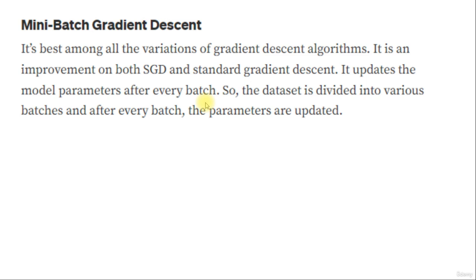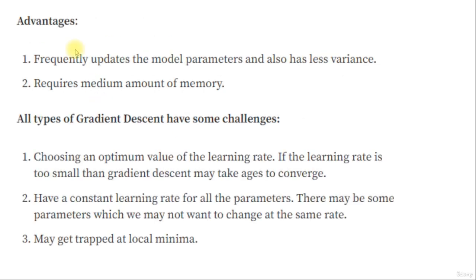So instead of taking the whole data set or just a single data point, you divide the data set into different batches, and after iterating through each batch you update the parameters. So the data set is divided into various batches, and after every batch the parameters are updated. So this is the mini batch gradient descent. This is a slightly better solution from both extremes of SGD and normal gradient descent. A few advantages: it frequently updates the model parameters, also has less variance, and requires a medium amount of memory.